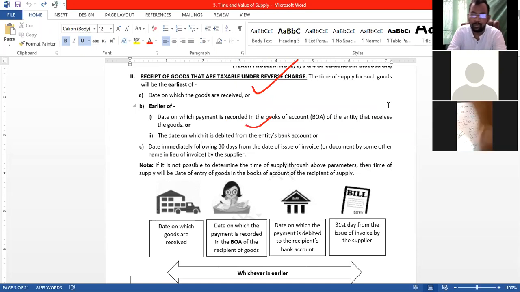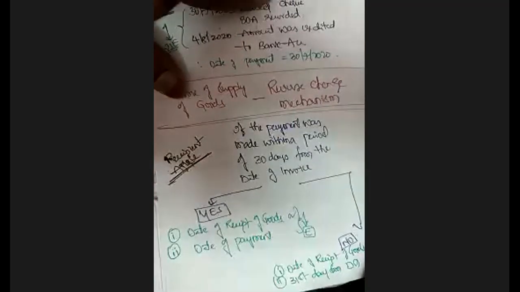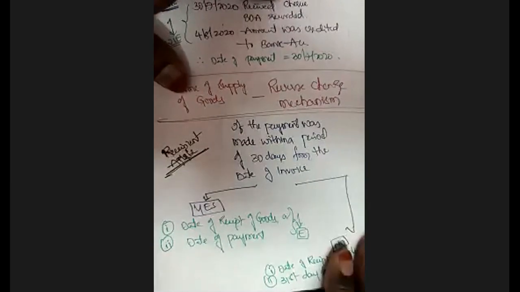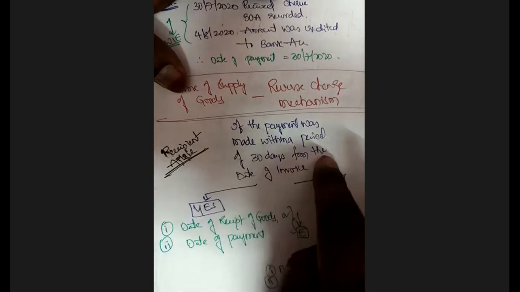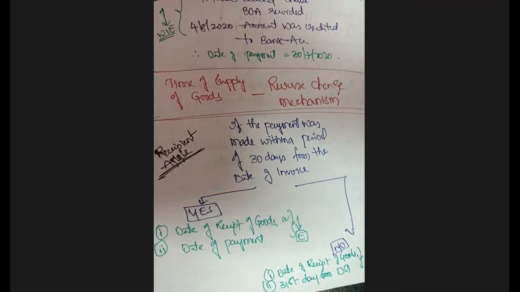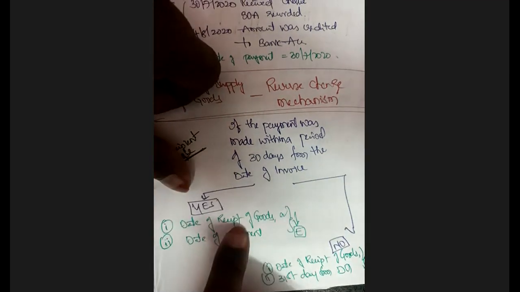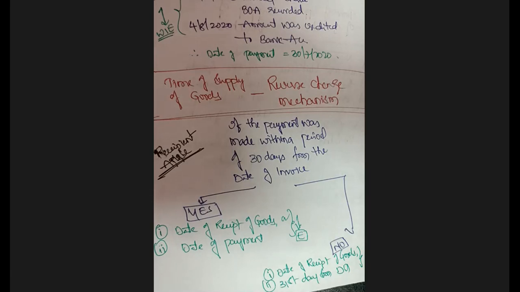Generally, now if we want to say this same provision a little more easily, you can see it in the notes. Time of supply of goods, reverse charge mechanism. If the payment was made within a period of 30 days from the date of invoice, that is, if we make the payment within 30 days from the date the supplier issued the invoice, then the date of receipt of goods or date of payment, whichever is earlier.